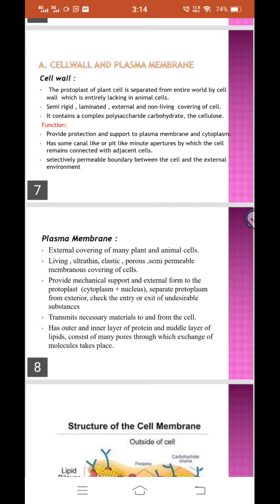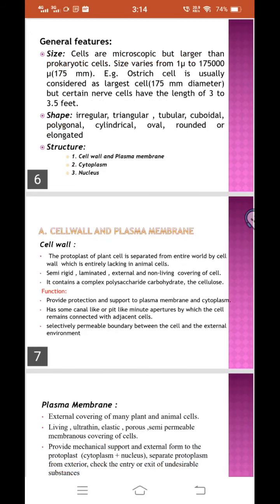And this cell wall is selectively permeable, a selectively permeable boundary of the cell. It means it allows only certain components to pass through, to and from the cell. So the substances or materials which are important to the cell, only those materials pass through the cell, otherwise nothing passes through.